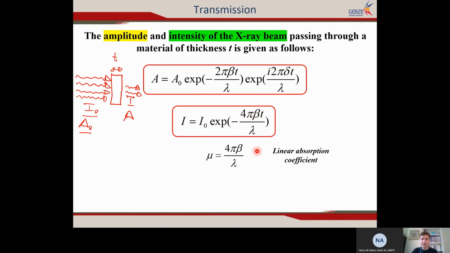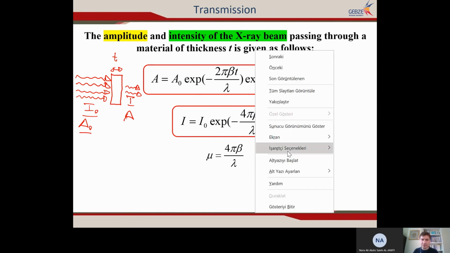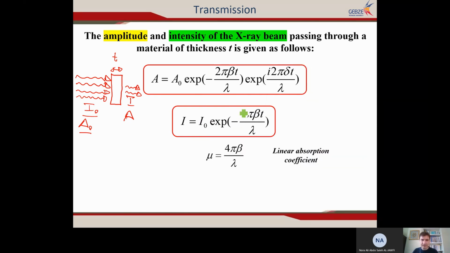So instead of 4 pi beta over lambda here, let me use the pen. So here we have this term. Instead of this one, we use this term mu, the linear absorption coefficient. This linear absorption coefficient depends on the material because beta is characteristic for every material and depends on the wavelength of the incident photons. So this is the linear absorption coefficient.